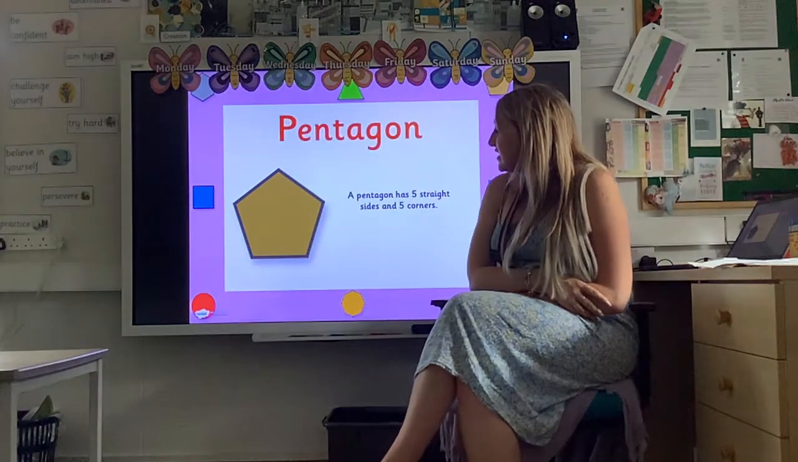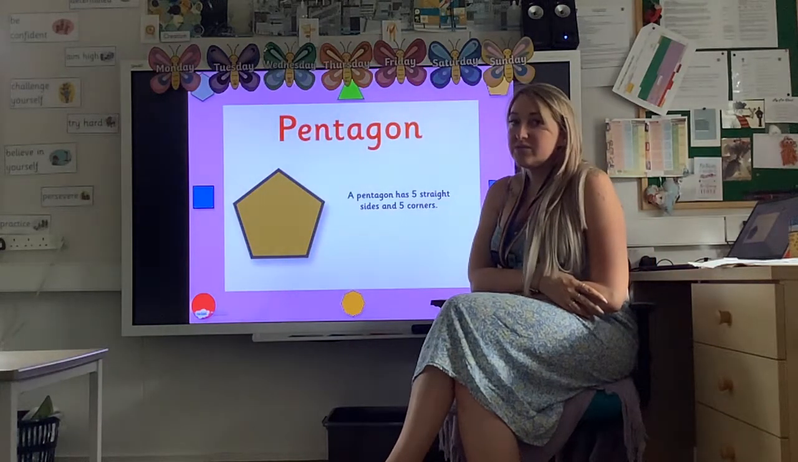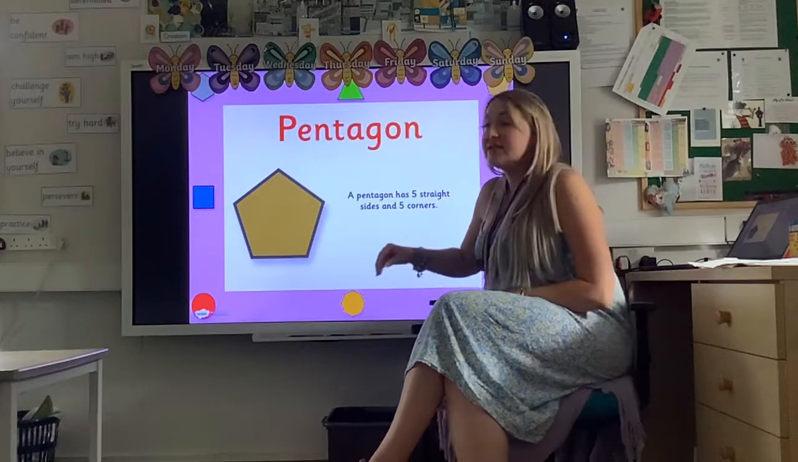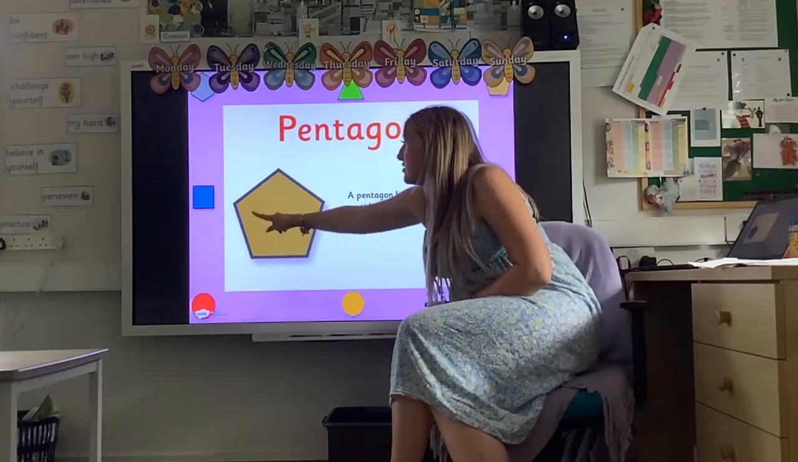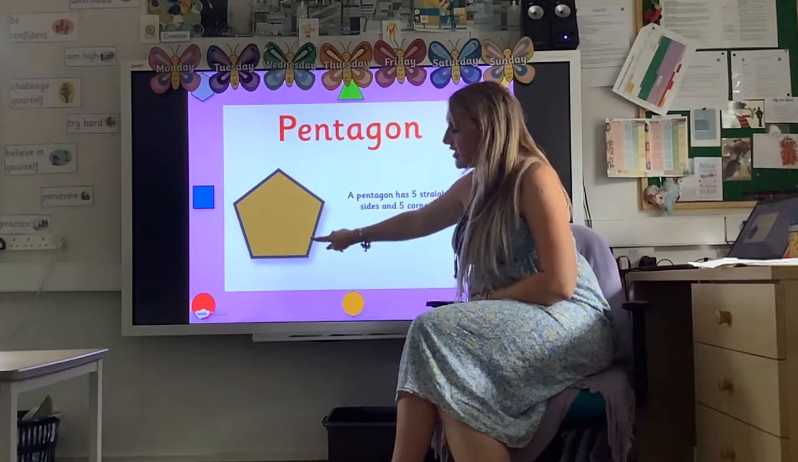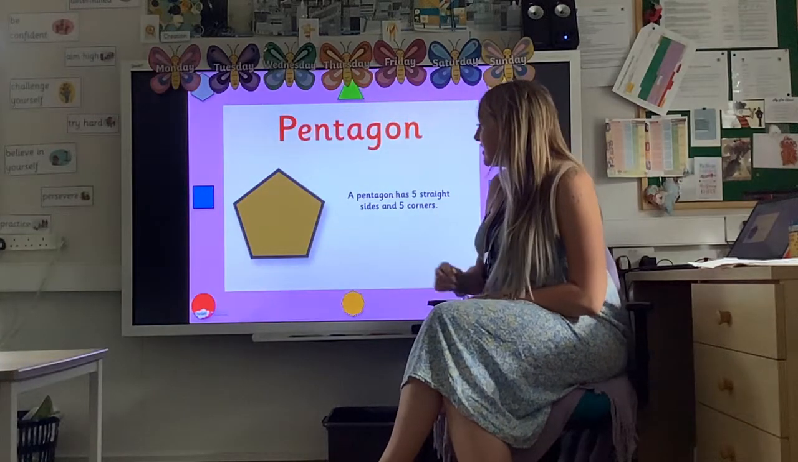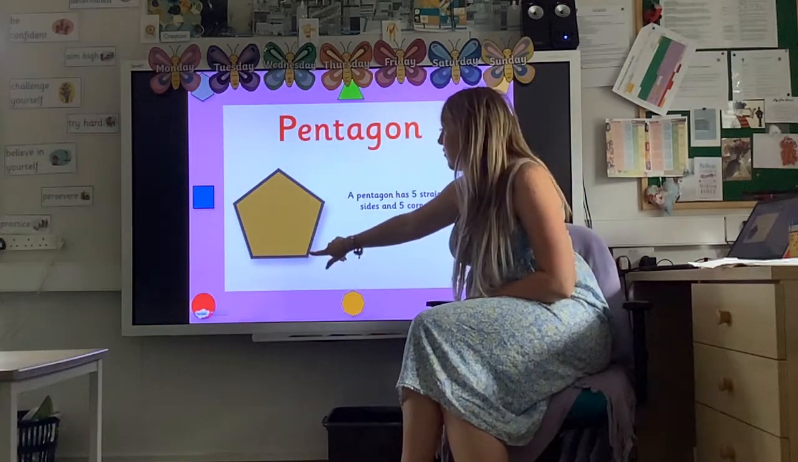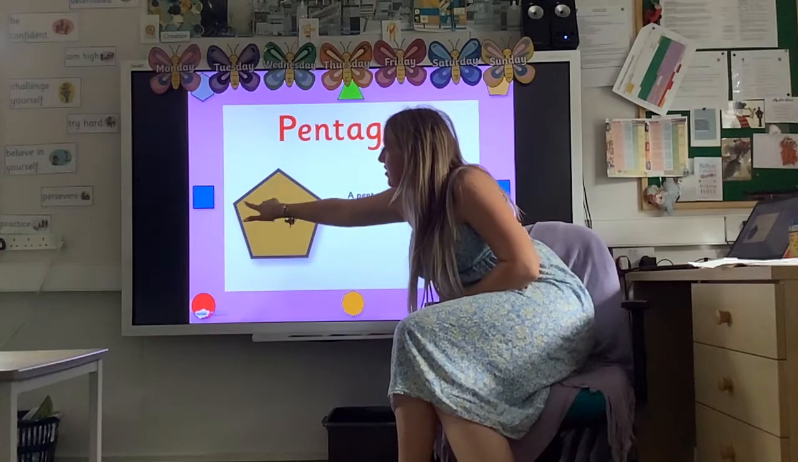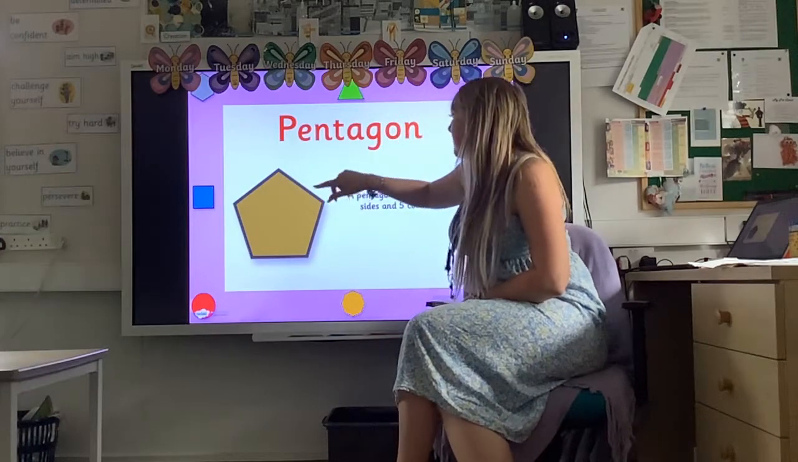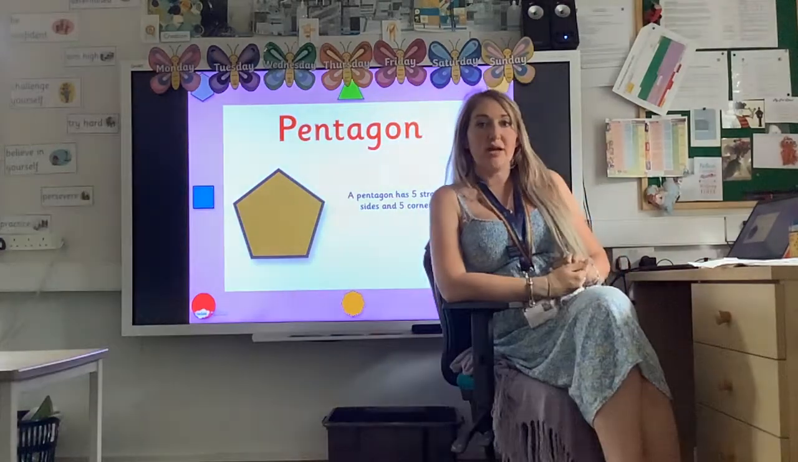And finally, this shape here has got, well, shall we count them and see how many sides it has? 1, 2, 3, 4 and 5. So it has 5 sides and how many corners? 1, 2, 3, 4 and 5. So this shape is called a pentagon.